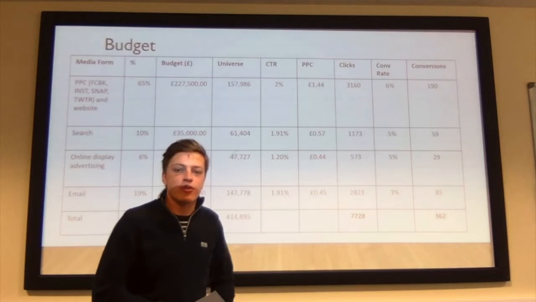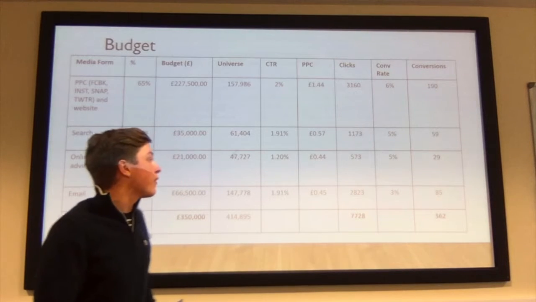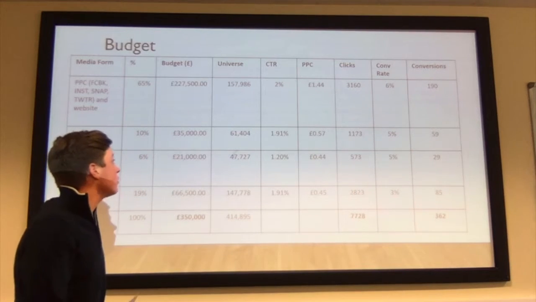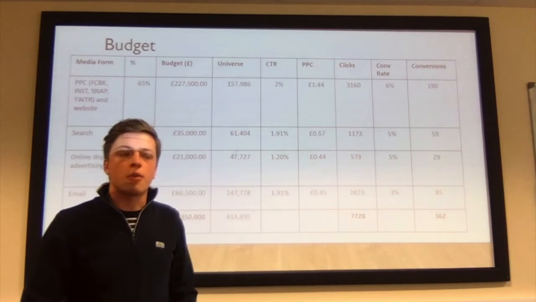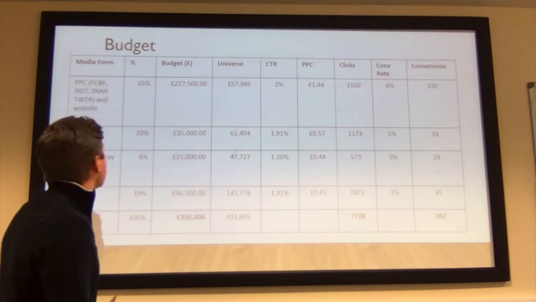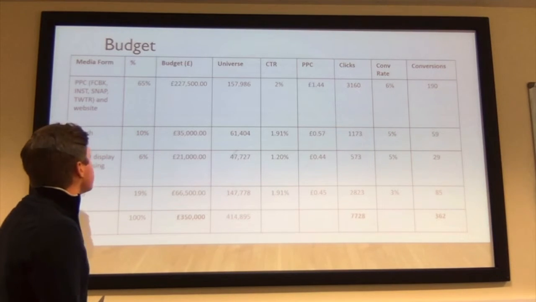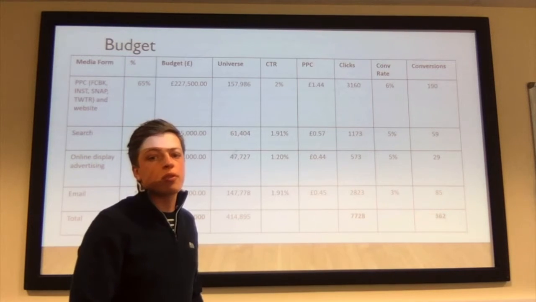My part of the project was to do the budget and to allocate the funds we've been given. The total funding we have for the project is £350,000. Our target age group was 16 to 24 year olds, so we've allocated 65% of our budget, which is £227,000, to Facebook, Instagram, Snapchat, Twitter, and other website forms.